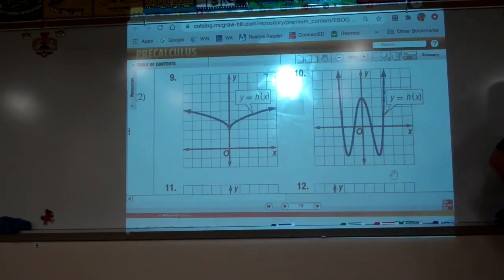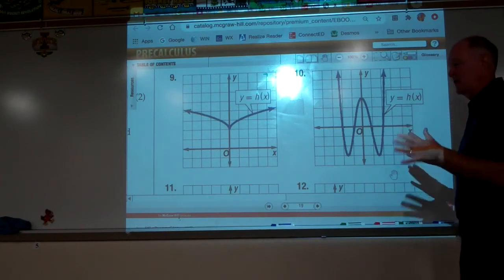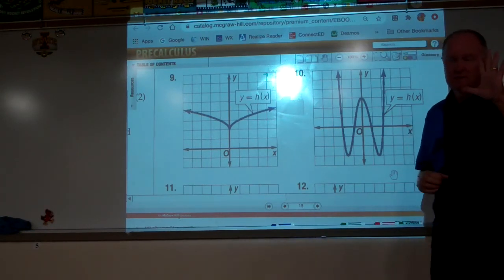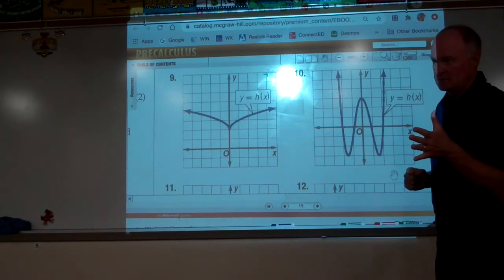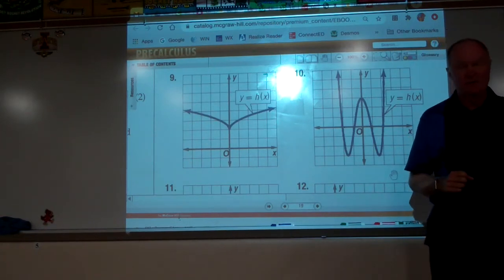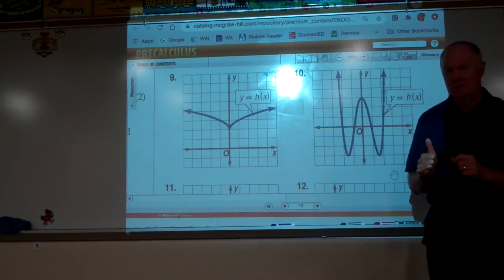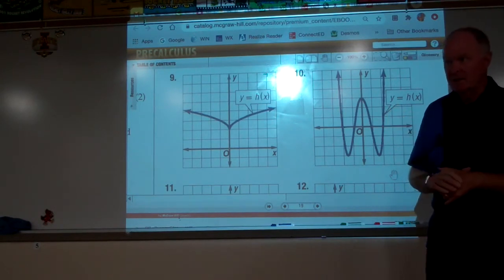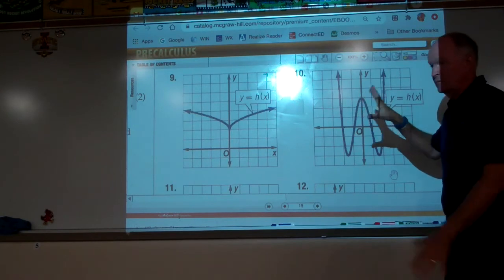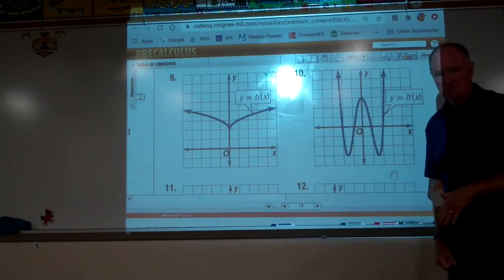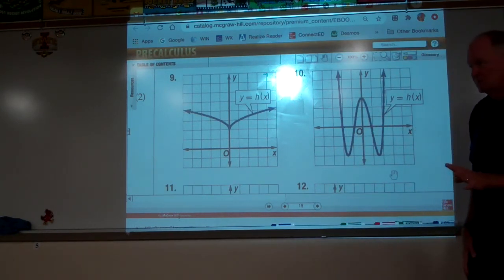So 9 through 14 and then 55 through 58. This is going to be the graphical part of it. In the classroom there's also stuff about the algebraic part. We'll save that for tomorrow. Okay? I want to focus on the graphing mainly today. So this part with the graphing is really what's only going to be due for tomorrow.